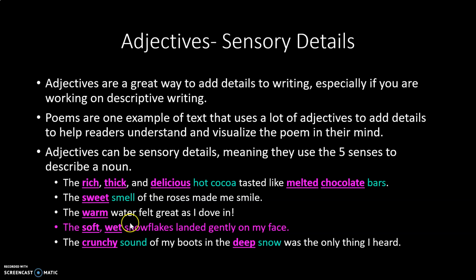The warm water felt great as I dove in. In this sentence, warm is the adjective. It describes the water, how the water actually felt. Warm describes water. The next one is, oops, this one's colored in wrong. The soft, wet snowflakes landed gently on my face. Do you know the adjectives? That's right, soft and wet. They describe the snowflakes and how they felt. You do the last one on your own.